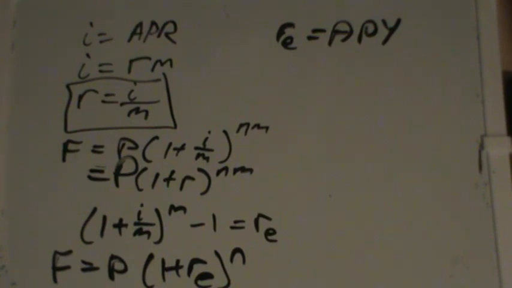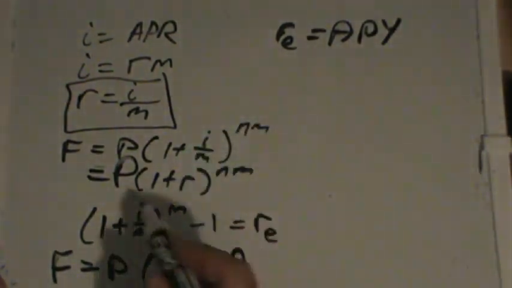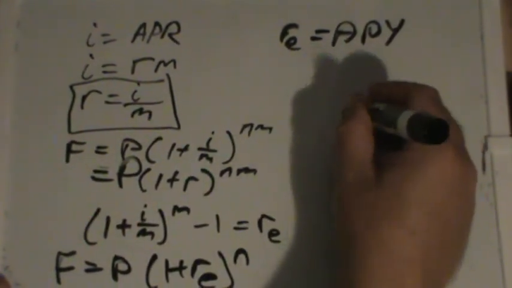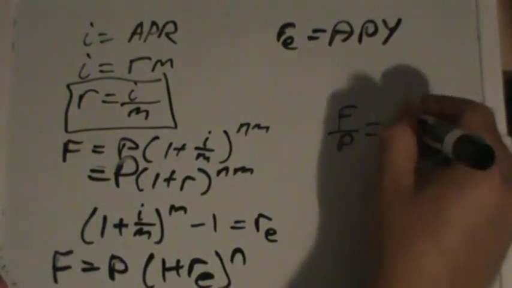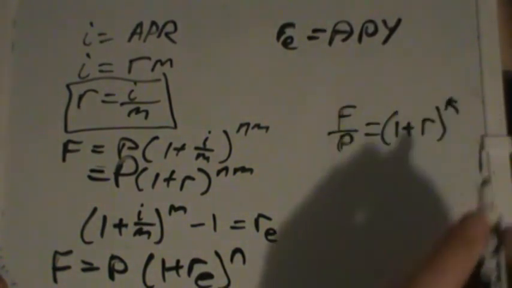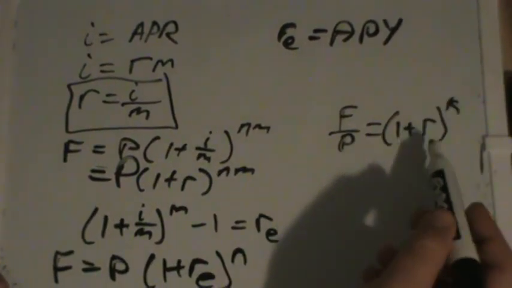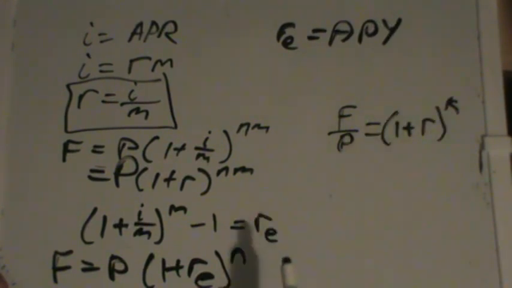Now, this is a formula we use all the time. It's a very common one, so we actually tabulate this. But we can't tabulate all those P values, so we divide both sides. So we find that F over P is equal to (1 + some rate) to some period. And now I'm not mentioning which one it is. It's some rate to some period. You determine this by the rate and the periods you use.